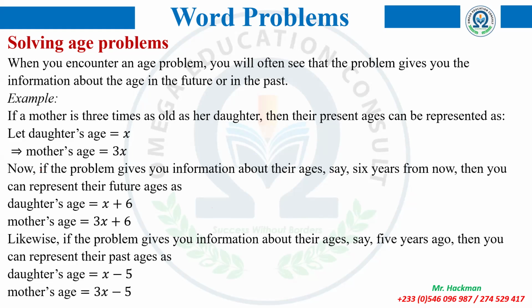So if the mother's present age is 3x, then the mother's past age 5 years ago will be 3x minus 5. Is that clear, my professors? So for the future we add, for the past we subtract, as simple as that. That is all that you need to know here. My professors, is that okay?